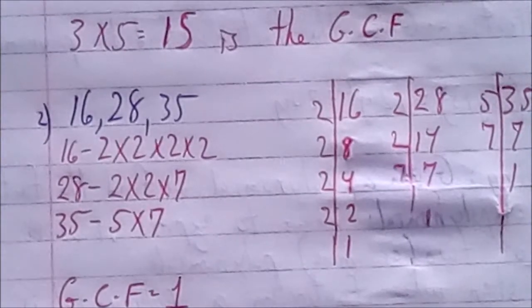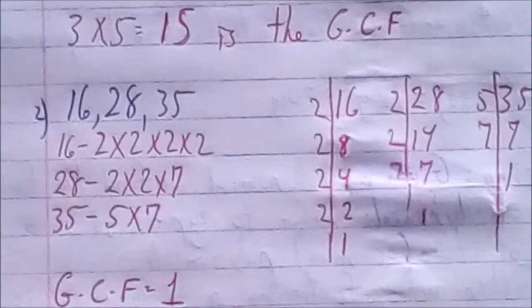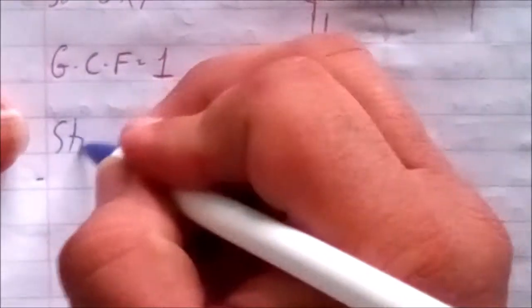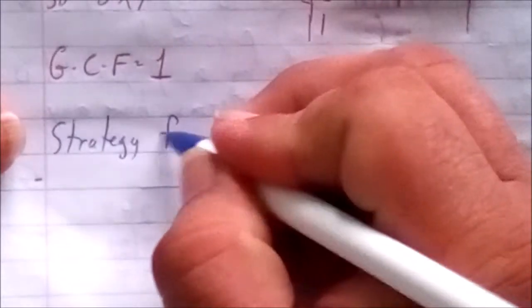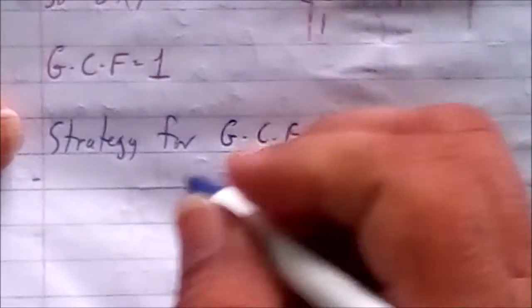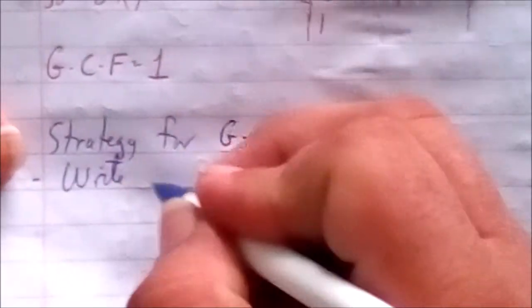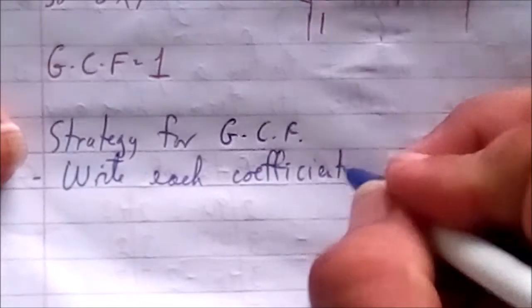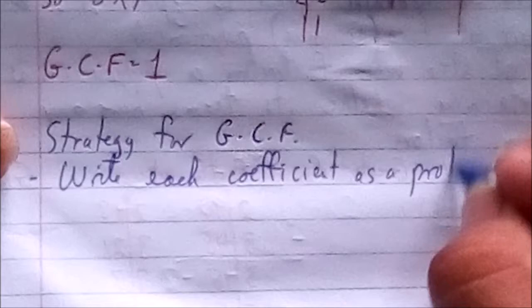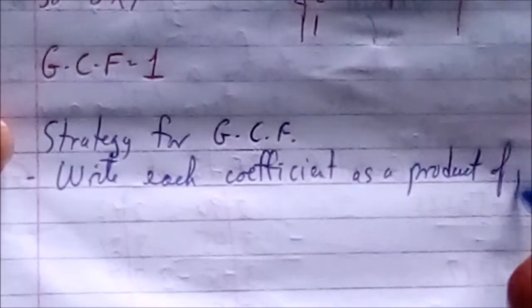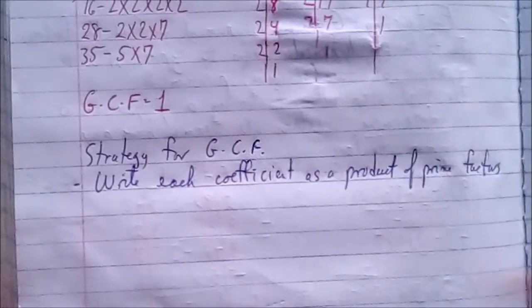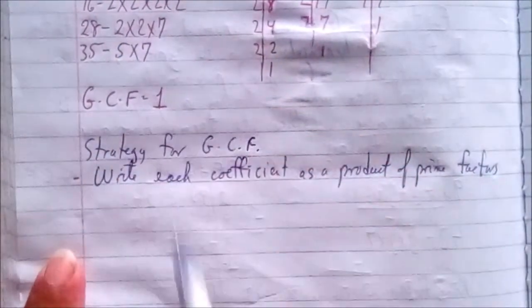So let's go with a strategy to finding the greatest common factor. First thing, our strategy for greatest common factor. Step 1: write each coefficient as a product of prime factors, and that's what we did. This simply means you put them this way as a product.